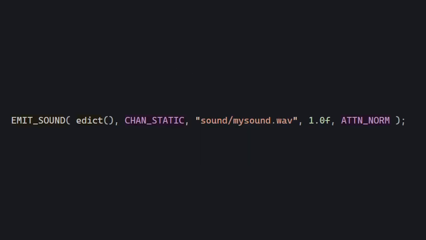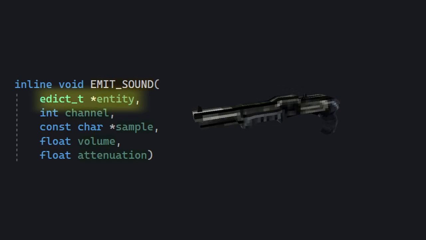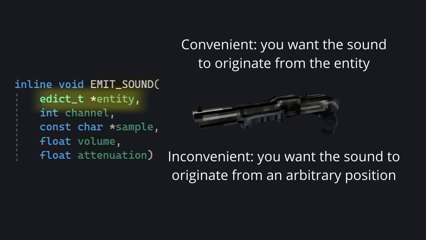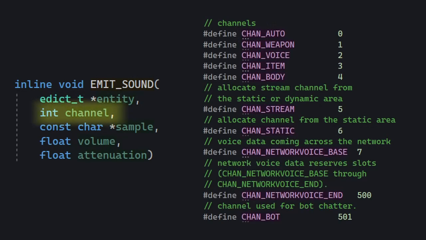Well, we can use the emit sound function. This function takes quite a few parameters. The first one is the entity that will be the sound source. This is either convenient or inconvenient depending on your needs. The second parameter is the sound channel. You see, if you play two sounds in the same channel, they're gonna get overridden by the latest one.